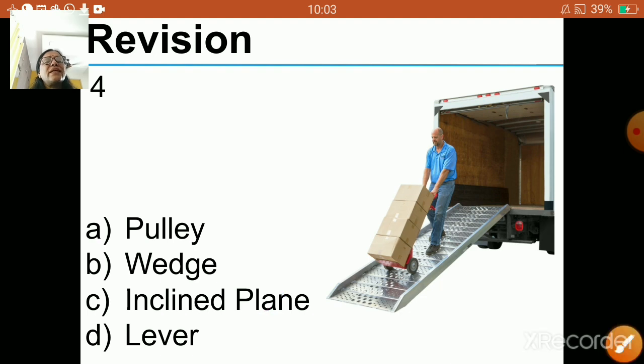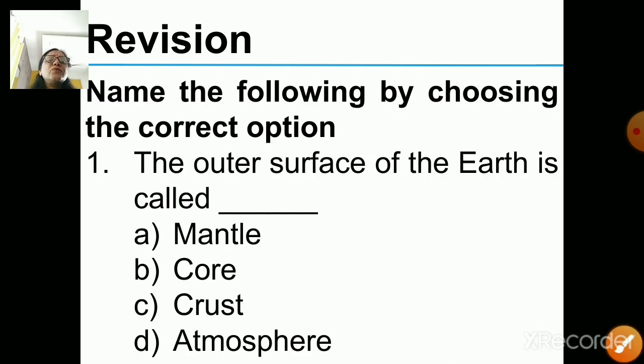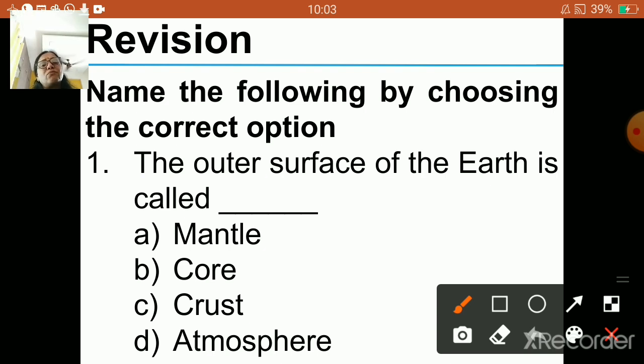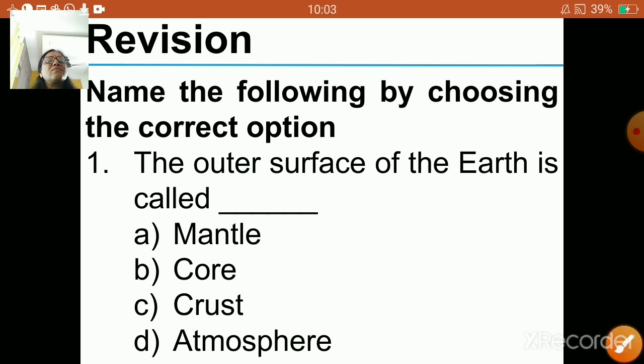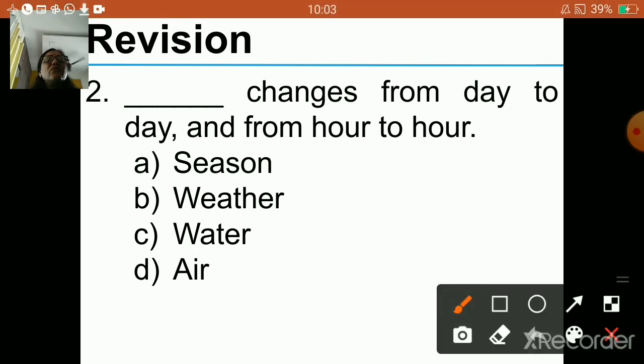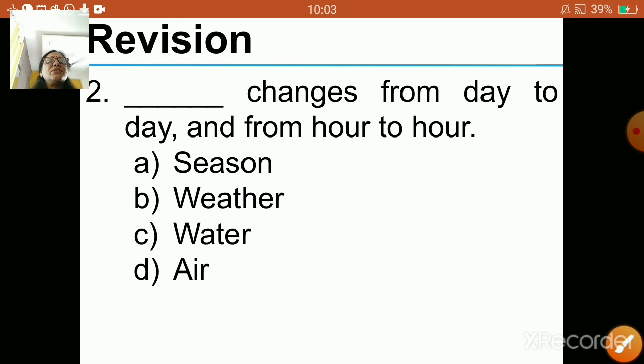Okay, children? Next, here you have to again choose the correct option and name the following. The outer surface of the earth is called what? Mantle, core, crust or atmosphere? Yes, very good. Outer surface in the structure of the earth is the crust. Next one, dash changes from day to day and from hour to hour. Season, weather, water, air. Weather changes. So here weather is the correct option.